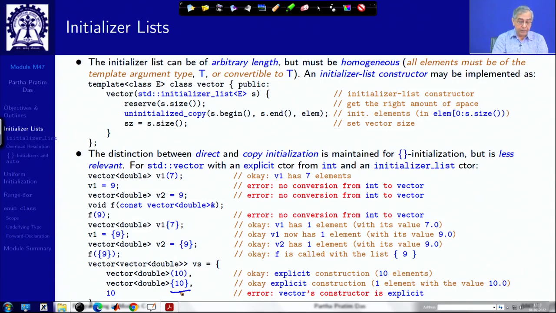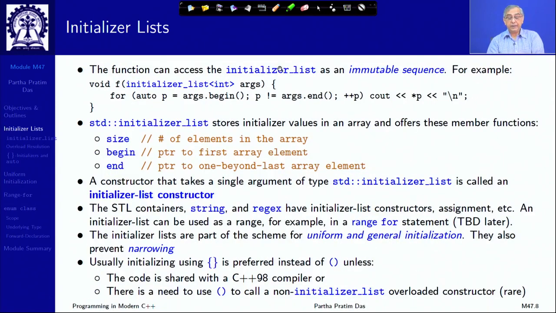double. If I try to use 10, I will get an error because there is no implicit construction available. You can see that we have said that the constructor is explicit, which means that unless you specify, the constructor will not be invoked. Here it was specified, so it got invoked. So, that is the property of the initializer list.